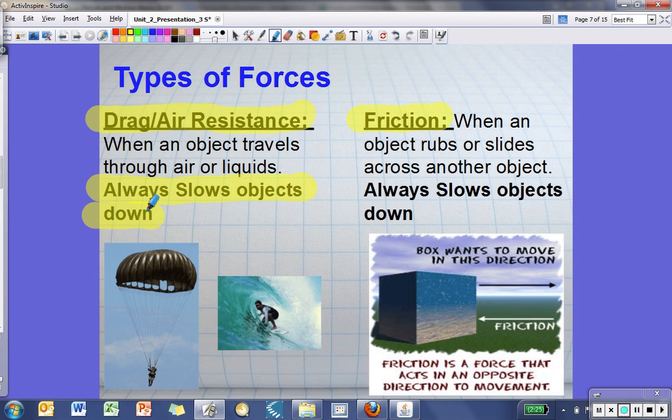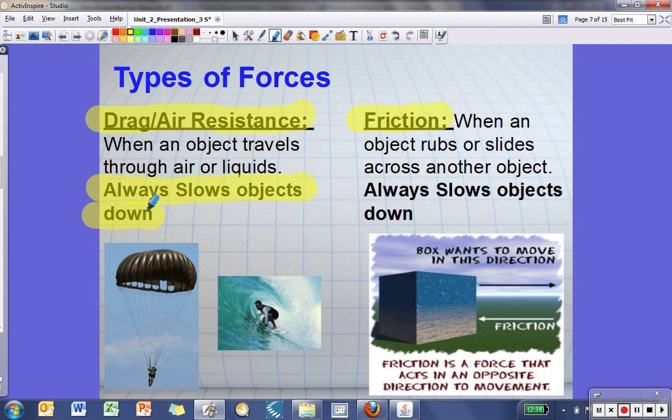Okay, so drag or air resistance. Drag is basically when an object goes through a liquid. So if you're swimming, what would happen if you just stopped swimming all of a sudden? You would slow down because the water is actually pushing against you. If you're in a boat, what makes it so that the boat doesn't keep speeding up, or when you keep going and you turn off the engine, it stops? It's the water that's pushing against the boat.